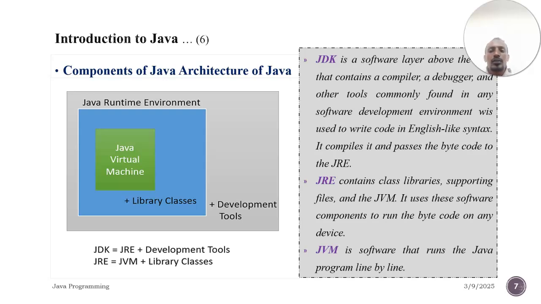The third type is the Java virtual machine. As the name indicates, it is a virtually available machine for Java that helps code to be executed. So the Java virtual machine is software that runs the Java program one by one. That's why we are saying that the Java virtual machine is an interpreter. It's going to execute each code line by line.